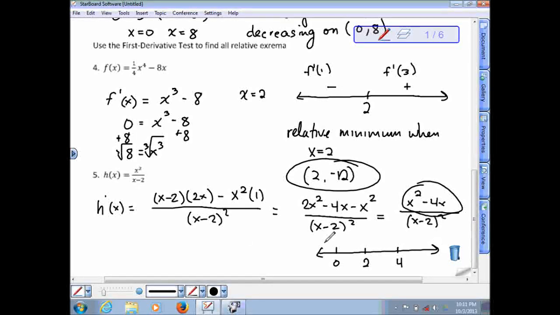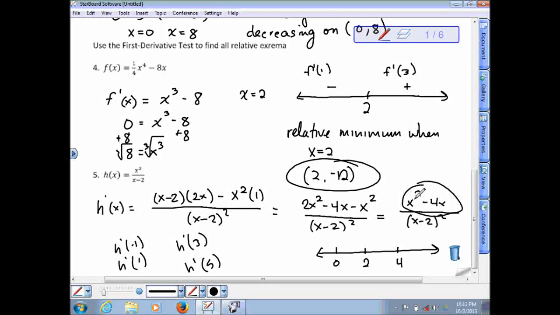So now we need to choose test points within each interval, plug them into the first derivative, and see what comes out of that. So we need to test h prime of -1. We could test h prime of 1. We could test h prime of 3 and h prime of 5. We've got to figure out what's happening with all of these.